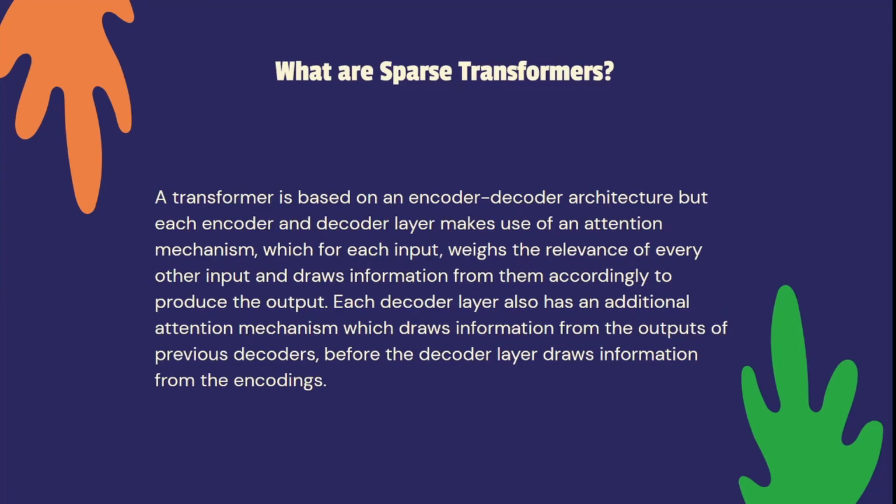Basically, a transformer is based on an encoder-decoder architecture, but each encoder and decoder layer makes use of an attention mechanism, which for each input weighs the relevance of every other input and draws information from them accordingly to produce the output. Each decoder layer also has an additional attention mechanism which draws information from the outputs of previous decoders before the decoder layer draws information from the encoding. Both the encoder and decoder layers have a feed-forward neural network for additional processing of the outputs and contain residual connections.